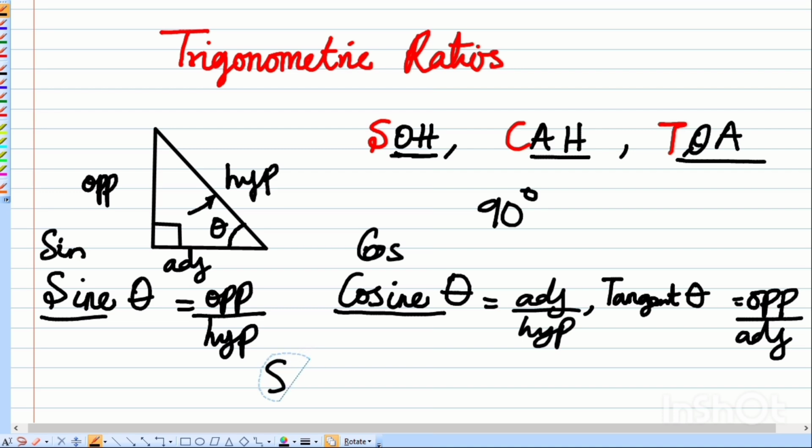Now, tangent is just the ratio of sine and cosine. So this tangent we are getting as opposite over adjacent. If you get the ratio of sine, what's the ratio of sine?